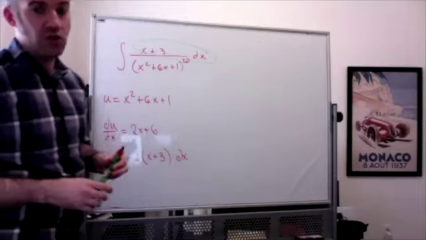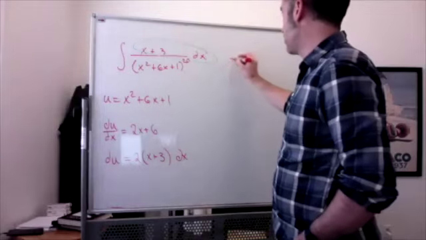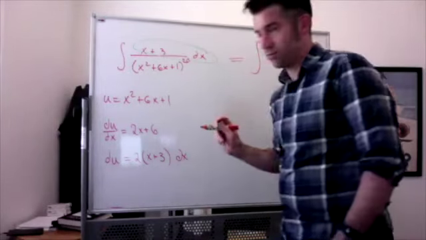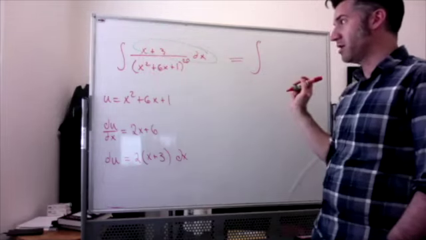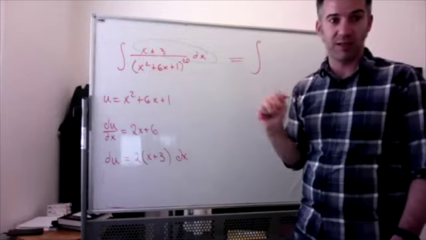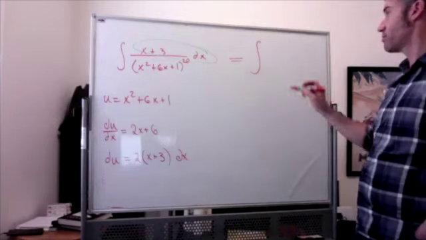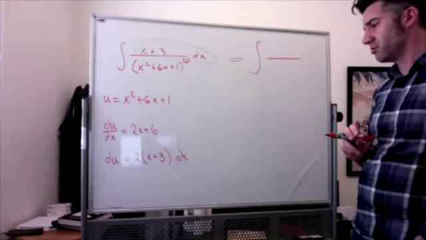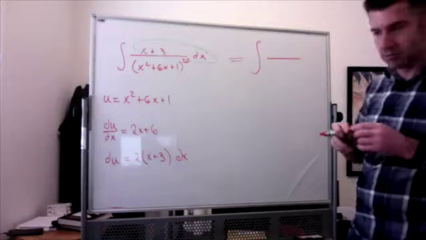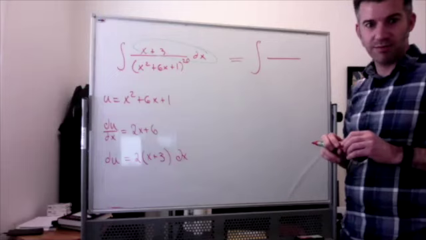So I want you all on your own to rewrite what this integral is going to be equal to in terms of u. So what's going to replace the x plus 3 dx, and what's going to replace the x squared plus 6x plus 1 to the 20th? I'll give you a minute. You're going to have half du.